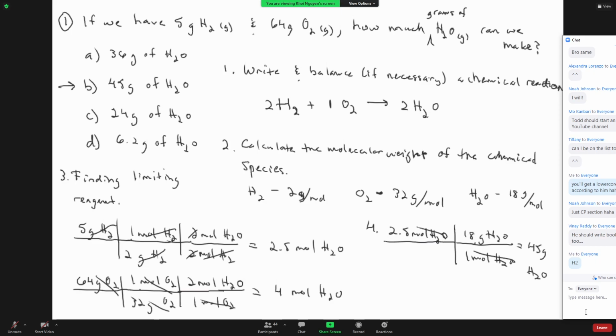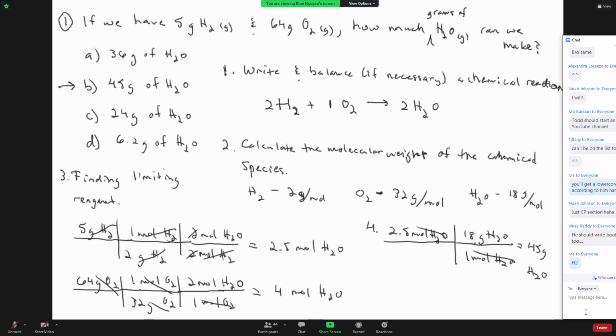If not, make sure you write all the steps and do all the steps. Write and balance a chemical reaction. Calculate the molecular weight of the chemical species. Find the limiting reagent between the two, and then solve for what they're asking you to solve for.